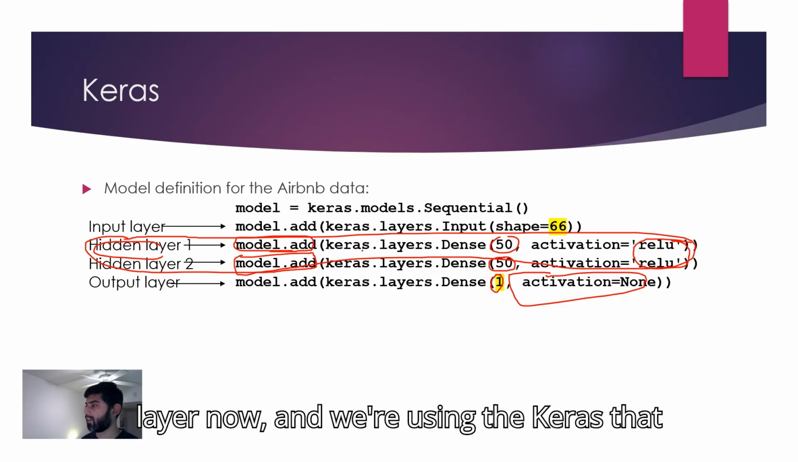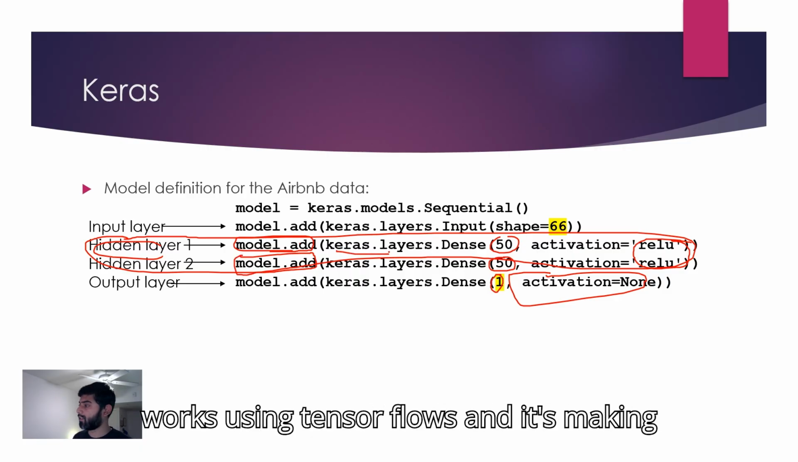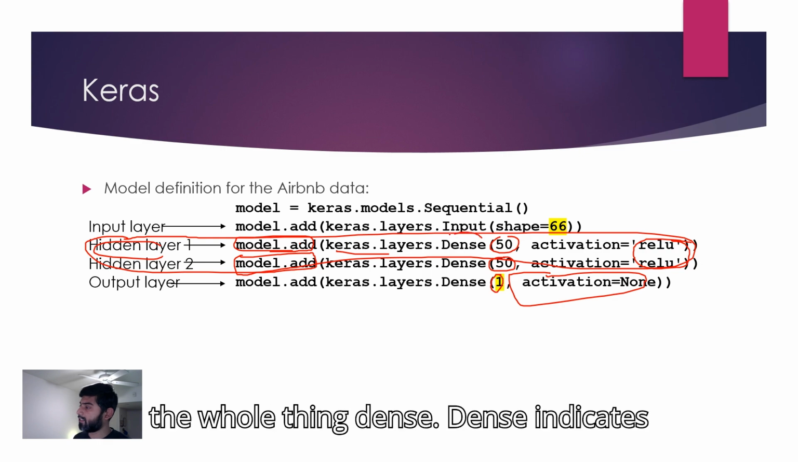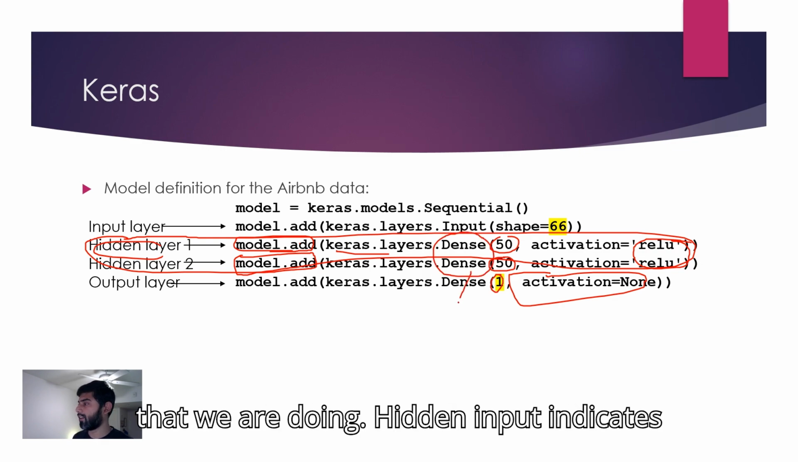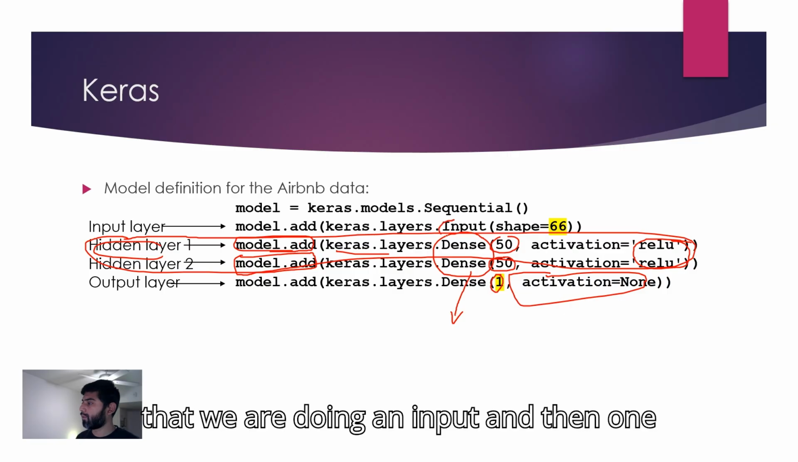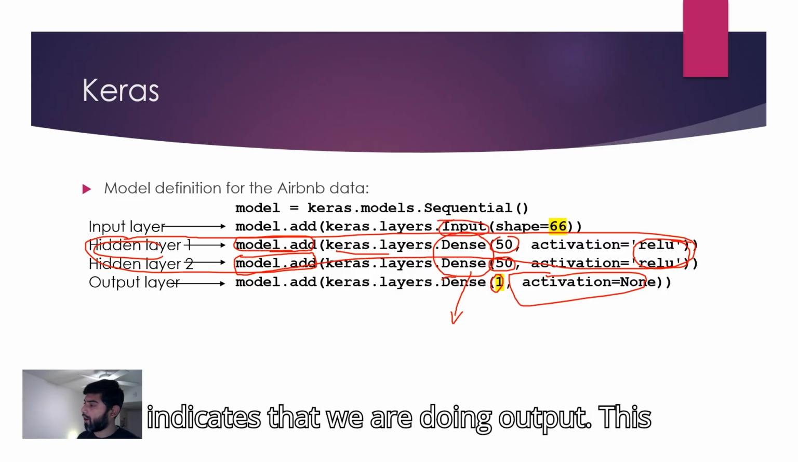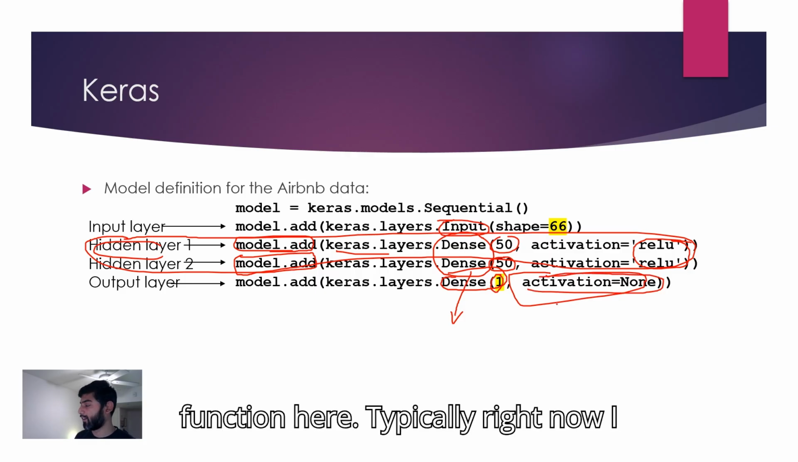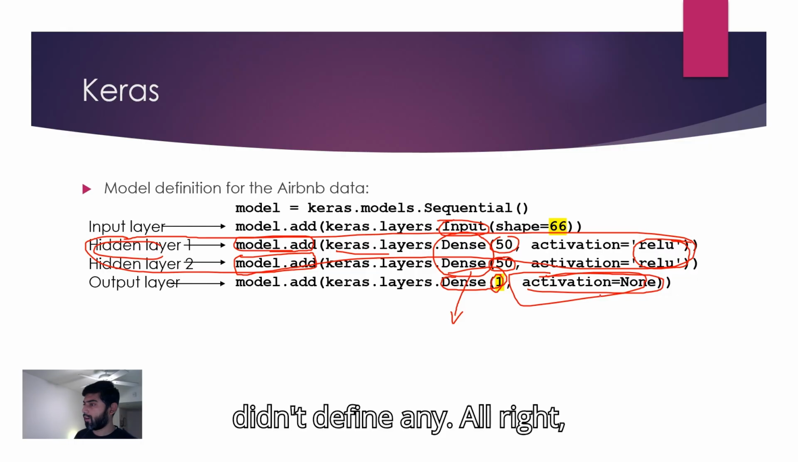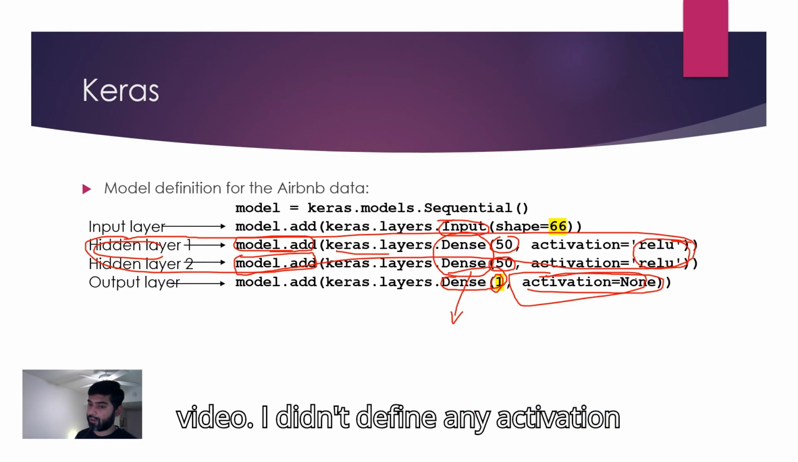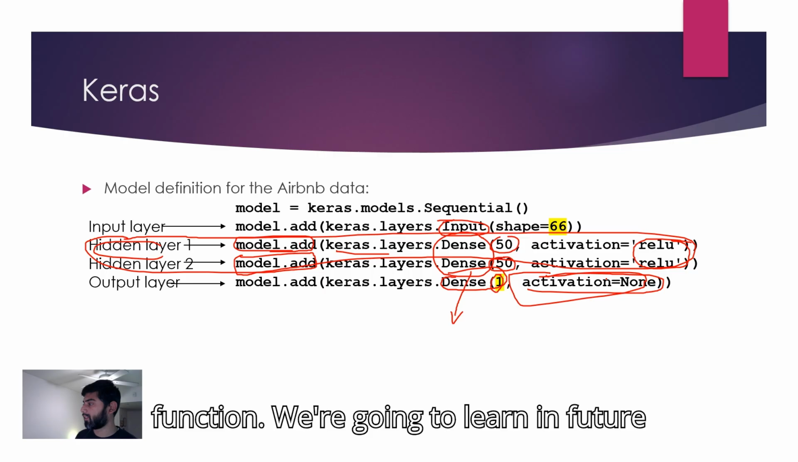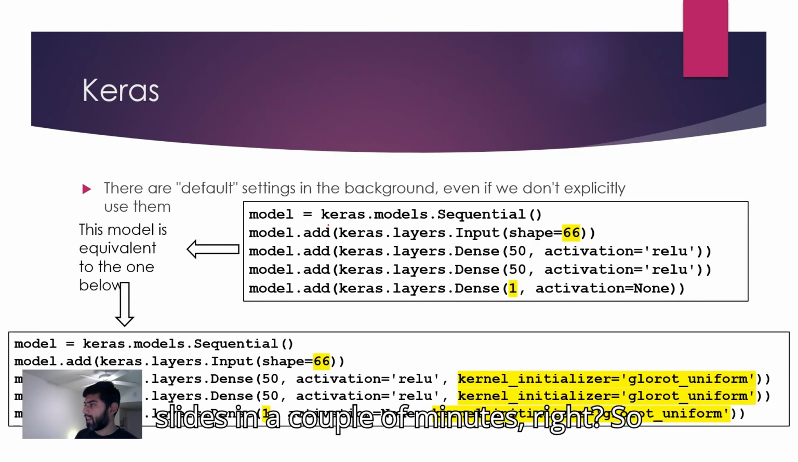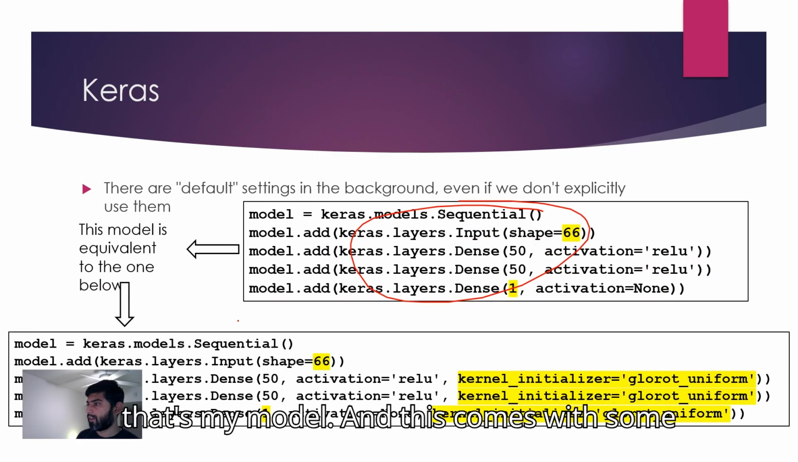And we're using Keras, which works using TensorFlow, and it's making the whole thing dense. Dense indicates that we are doing a hidden layer. Input indicates that we are doing an input layer. And Dense(1) indicates that we are doing the output. This is my output, and we define the activation function here, typically. Right now, I didn't define any. Why I didn't define any activation function, we're going to learn in future slides in a couple of minutes. Right. So that's my model, and this comes with some default settings in the background.